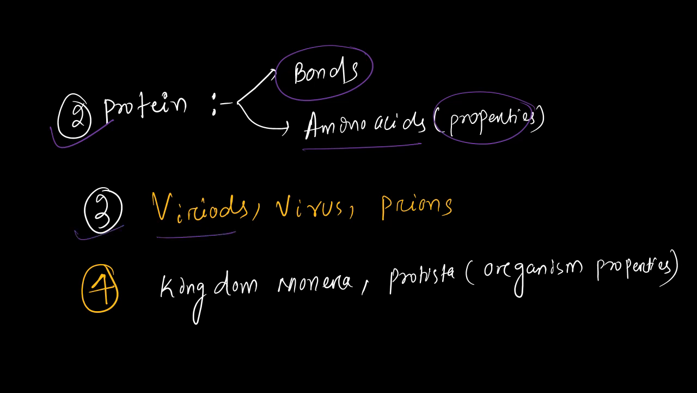Next is viroids, virus and prions. This is a most important question. We know prions and viroids. Fourth is kingdom Monera, Protista. The most important point is organism property. In Monera, that is mostly archaebacteria, eubacteria, and kingdom Protista, caryophytes, euglenoids, dinoflagellates, different flagella and characteristics.